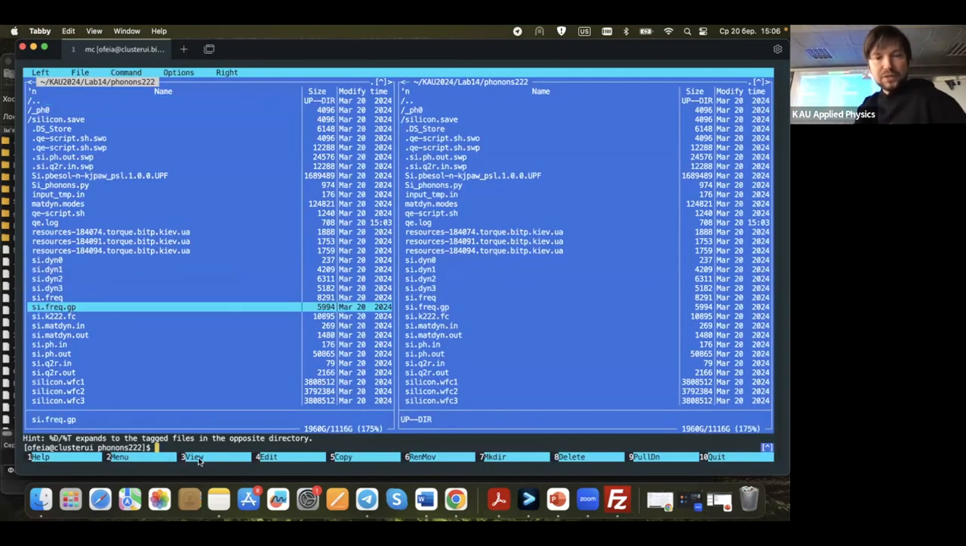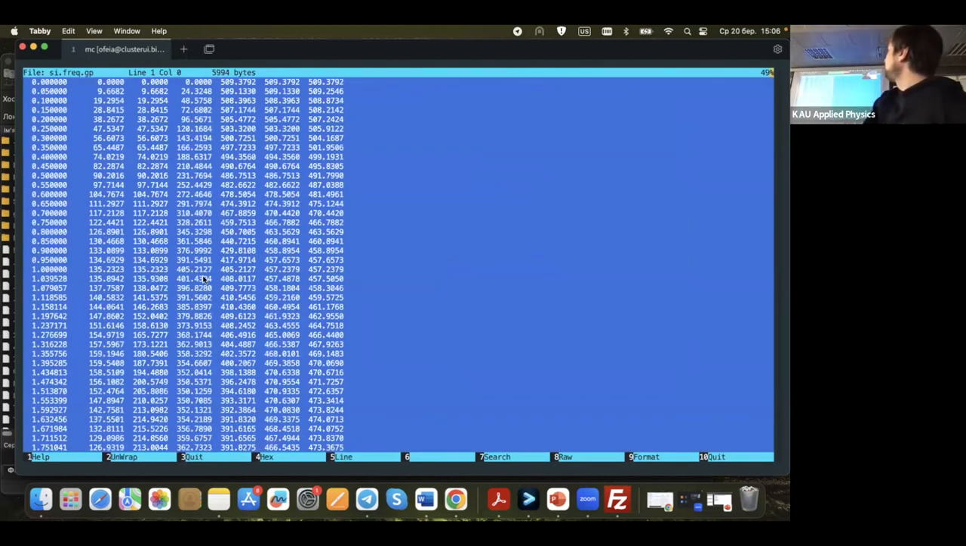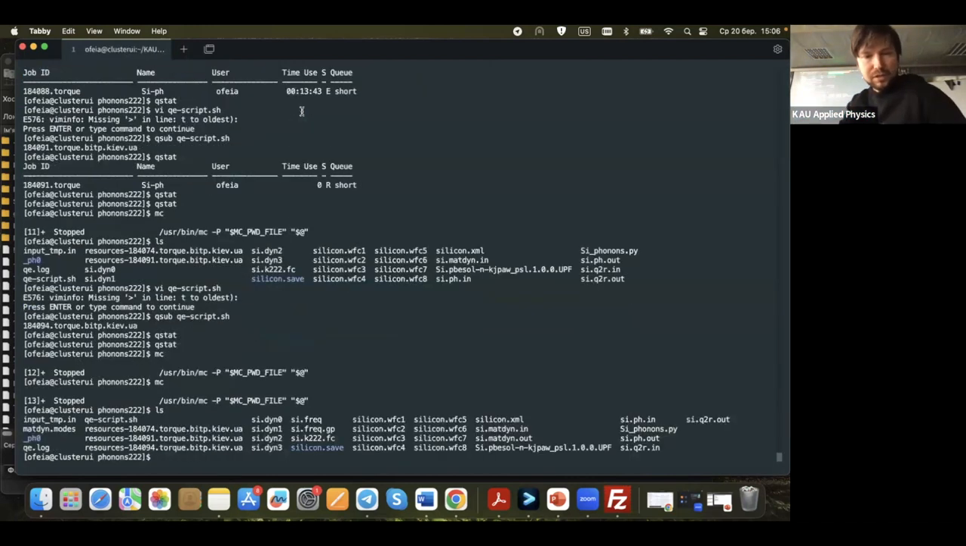We can calculate it. We can plot it. Here is our file. We will plot this file. In this file, we have Q point. It's a path in reciprocal space, and this is frequencies. It's like 0, 0, 0. This is our first mode, and then this is huge. It's like 509 terahertz. It's too huge. Too huge. So okay, we can do it.